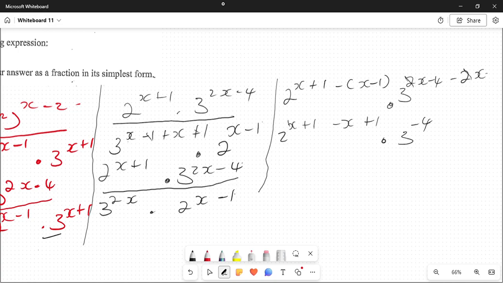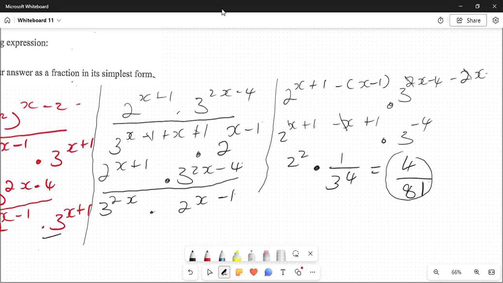Now this and this will give us 0. 1 plus 1 is 2, which means it's 2 to the power 2 multiplied by 1 over 3 to the power 4. Which means it's 4 over 3 to the power 4, which gives us 4 over 81. So we are done simplifying the question.